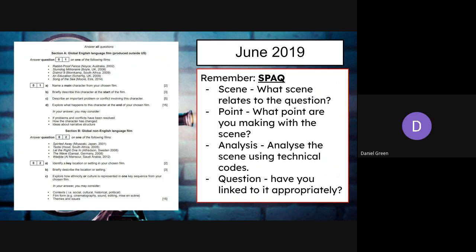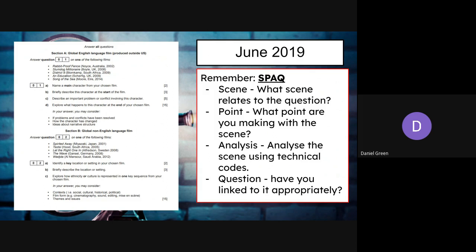Describe an important problem or conflict involving this character. Now, this is where I would start to bring in some key scenes, or where I would think of a scene that is important to this character in terms of its problem or conflict. So taking Jamal, for example, I might talk about the moment his mother is killed, and I would talk about the cinematography, the mise-en-scene, and so on surrounding that, that tells me something about why it was an important problem or conflict. It's 5 marks, which means you should write up to that amount. Don't necessarily treat it like a 5-mark answer in English where you would write 5 points. Sometimes you won't need to gather 5 points together as long as you've talked about the scene and you've used your technical codes appropriately.